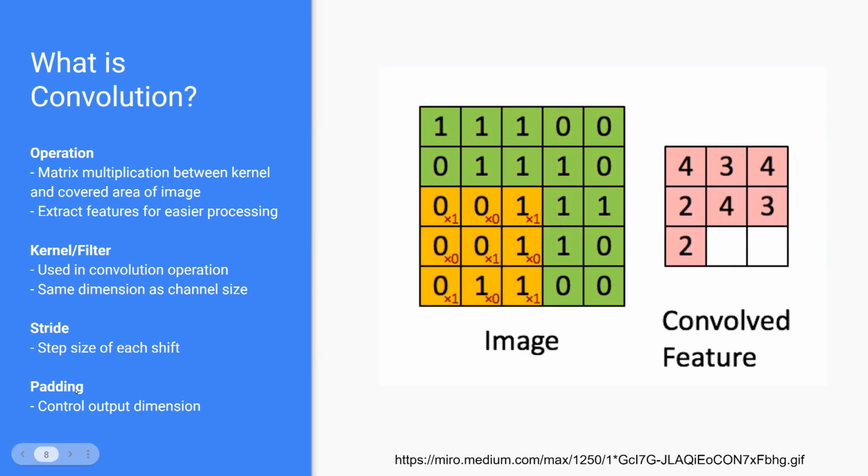And then also you can do padding to the image. So you can pad zeros around this image. Then it'll have more room for the kernel to move, and that will affect the output dimension. So these are all ways you can control how you want the convolution to be.